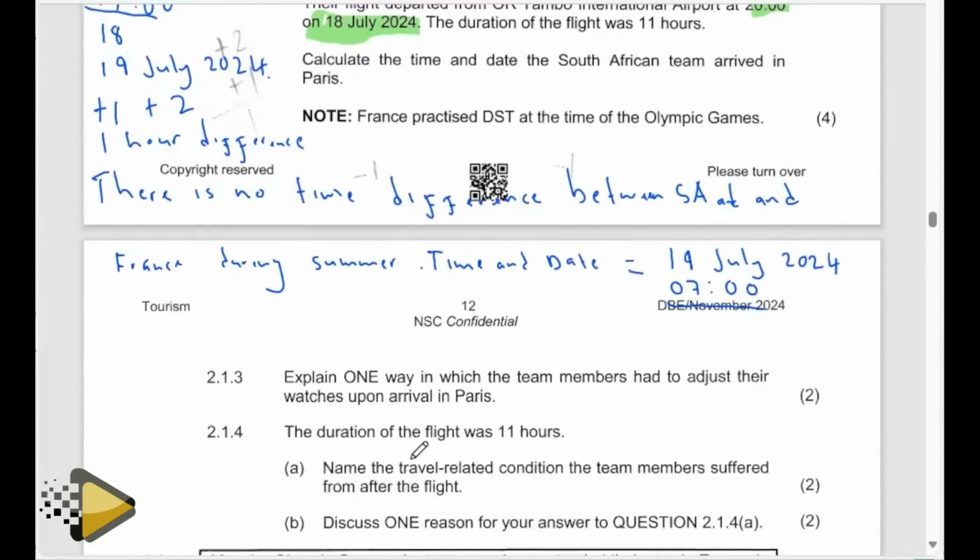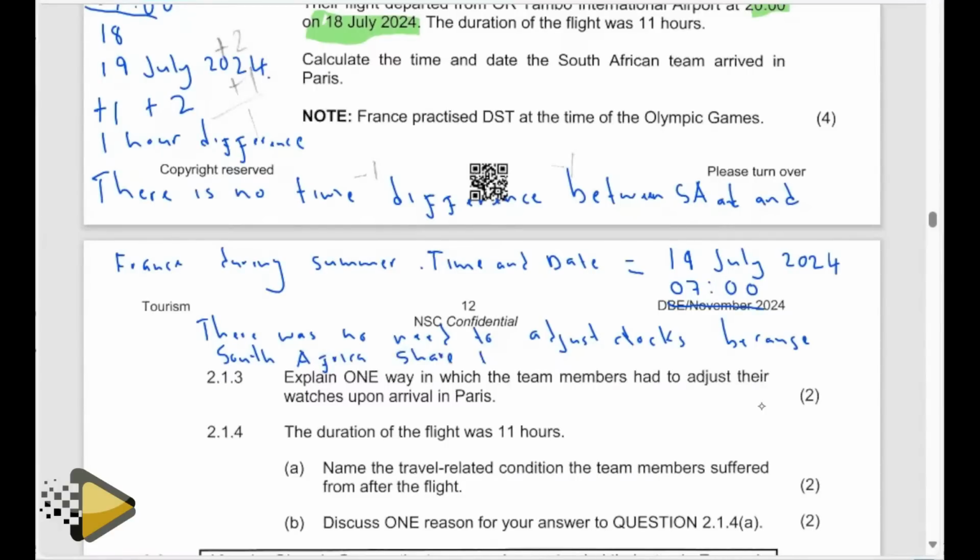Explain one way in which the team members had to adjust their clocks upon arrival in France. In this case, there was no need to adjust clocks, because South Africa and Paris share the same time in summer, when France is in summer. So there was no need to adjust.